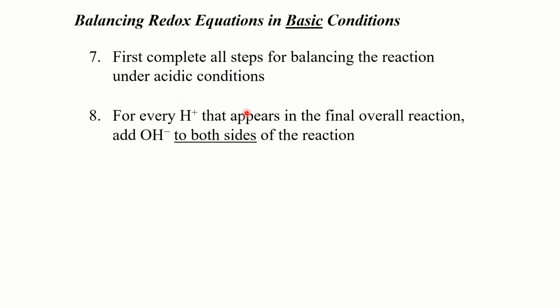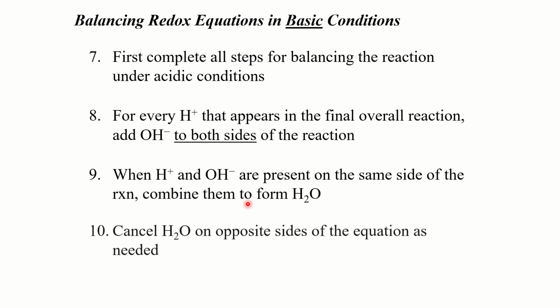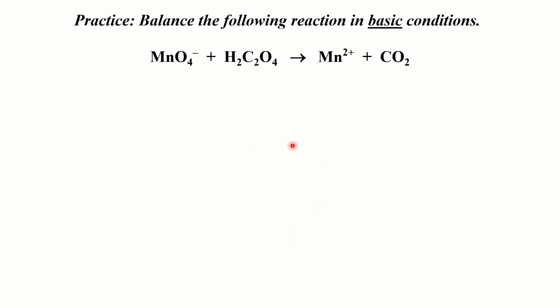For every H plus that appears in the final overall reaction, add OH minus to both sides of the reaction. When H plus and OH minus are present on the same side, combine them to form water, and then cancel water on opposite sides of the equation as needed. So if we want to go back to that previous equation, actually, sorry, this is a slightly different question, so let me walk through it.